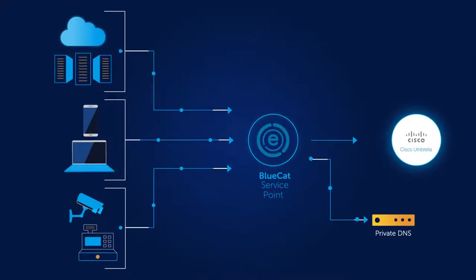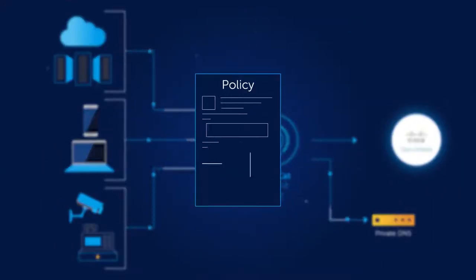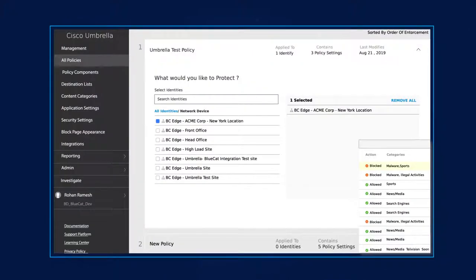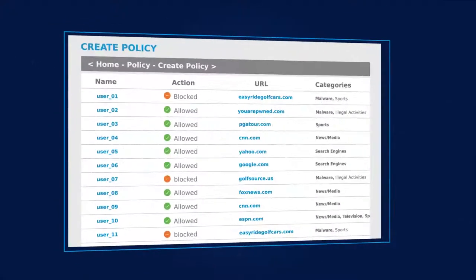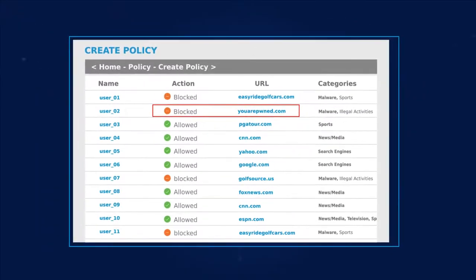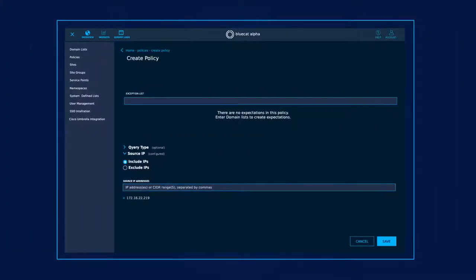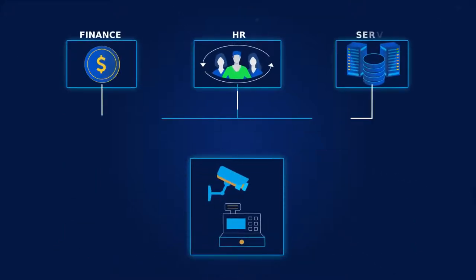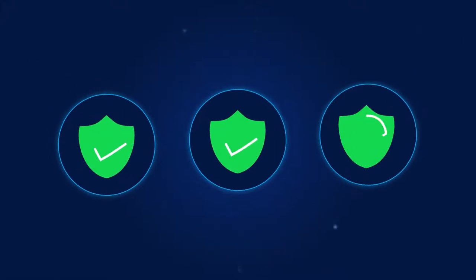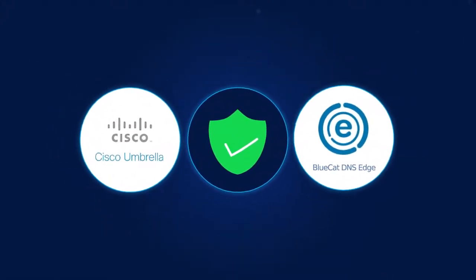With DNS Edge and Cisco Umbrella, you can easily create policies to immediately protect your data and other endpoints across the enterprise. Using Cisco Umbrella, create a policy for all endpoints and block queries to the known bad domains. And with DNS Edge, create granular policies for endpoints that should never be connecting to sensitive internal resources. Strengthen your network defenses across north-south and east-west traffic by integrating Cisco Umbrella and BlueCat DNS Edge.